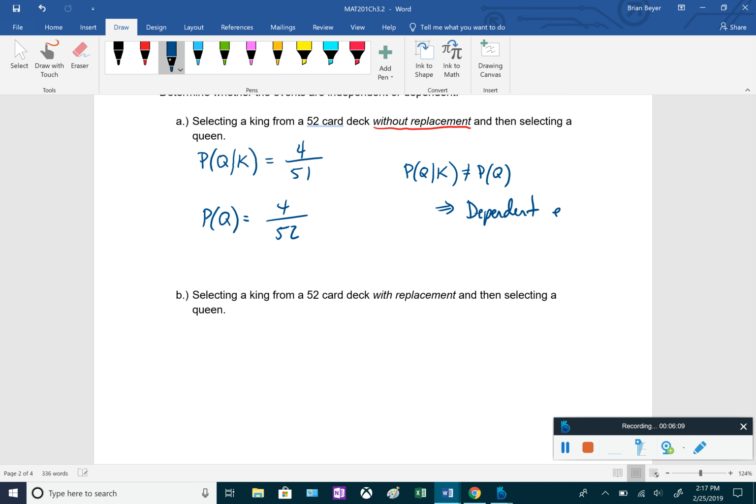So hopefully this was pretty obvious. We chose a king and we did not put it back. So clearly that's going to affect the probability of choosing another card after that, because we didn't replace the first one that we chose.